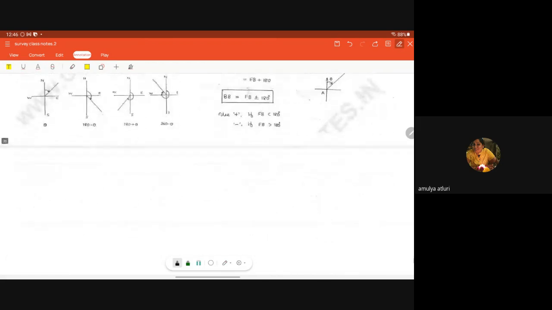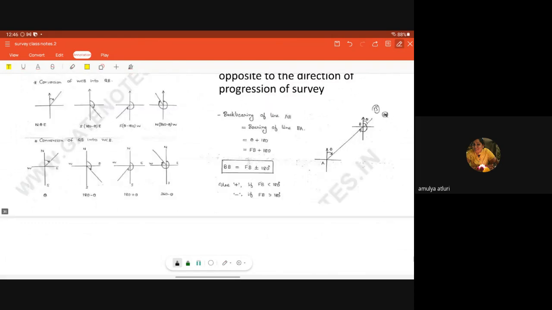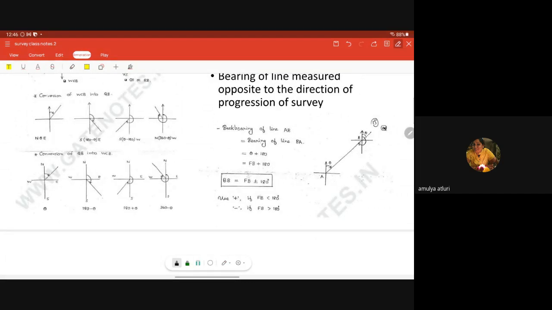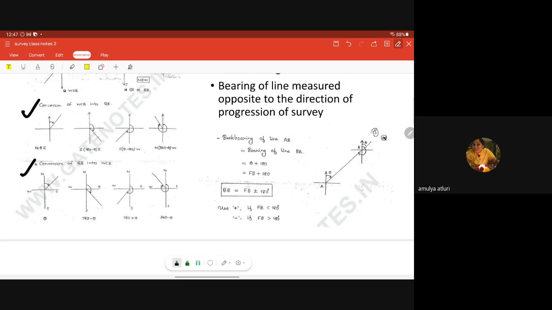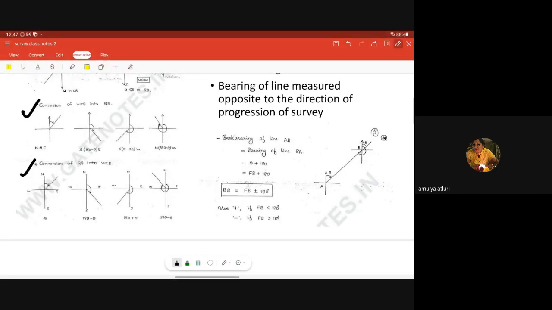Second, conversion of QB into whole circle bearing. QB is reduced bearing, so this is the conversion of reduced bearing into whole circle bearing. We just take the theta. If my survey line is between south and west, then it is 180 plus theta. In the south-east case it is 180 minus theta, and in the north-west case, 360 minus theta. So these are the conversions you need to memorize and practice: whole circle bearing into reduced bearing, and vice versa.